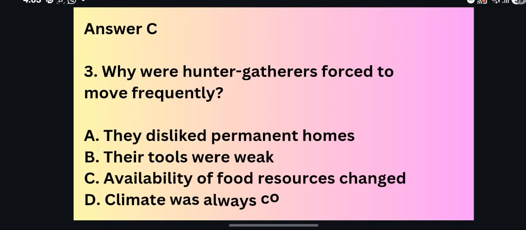Question number 3. Why were hunter gatherers forced to move frequently? They disliked permanent homes, their tools were weak, availability of food resources changed, climate was always cold. The correct answer is option C: availability of food resources changed.